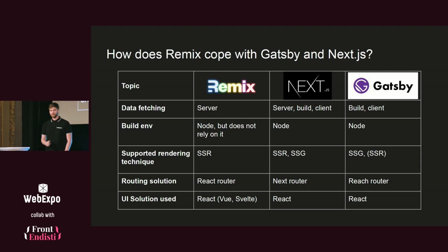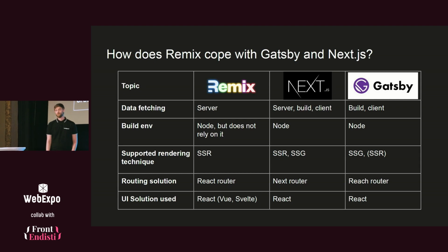Now, rendering techniques. Basically, what I mean by that is, does it render everything on the server or client? So Remix, as I mentioned, renders everything on the server. So not much is happening on the client. Basically, everything happens on the server. Next, on the other hand, can have server-side rendering and can also have static-site generation, which is a new feature from like 2019. And Gatsby was always focused on static-site generation, and now it supports server-side rendering as well. So Remix is also on the side with only the SSR.